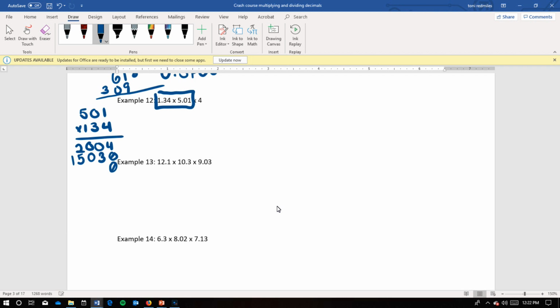Let's put 2 placeholders so that I'm underneath the 1. 1 times 1 is 1. 1 times 0 is 0. 1 times 5 is 5. Let's add down our columns.